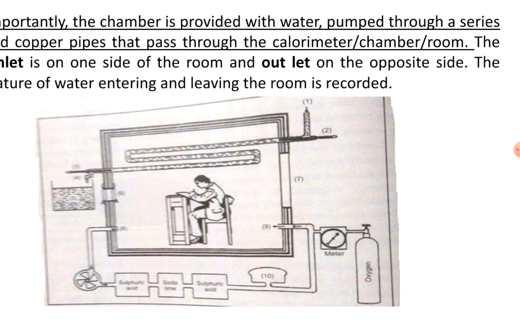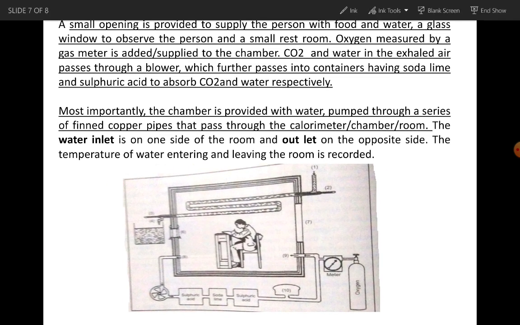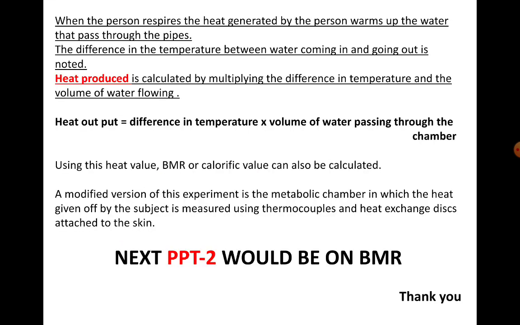And also the amount of water that is passed through the chamber. So these two things are very important, because the formula says that heat output is measured by multiplying the difference in temperature and the volume of water flowing. So that is what has been given here again. Heat output is nothing but difference in temperature and volume of water passing through the chamber. So you had an inlet, you measure the temperature, and you had an outlet of water which is collected, you measure the temperature. When you subtract, you will get the difference value.